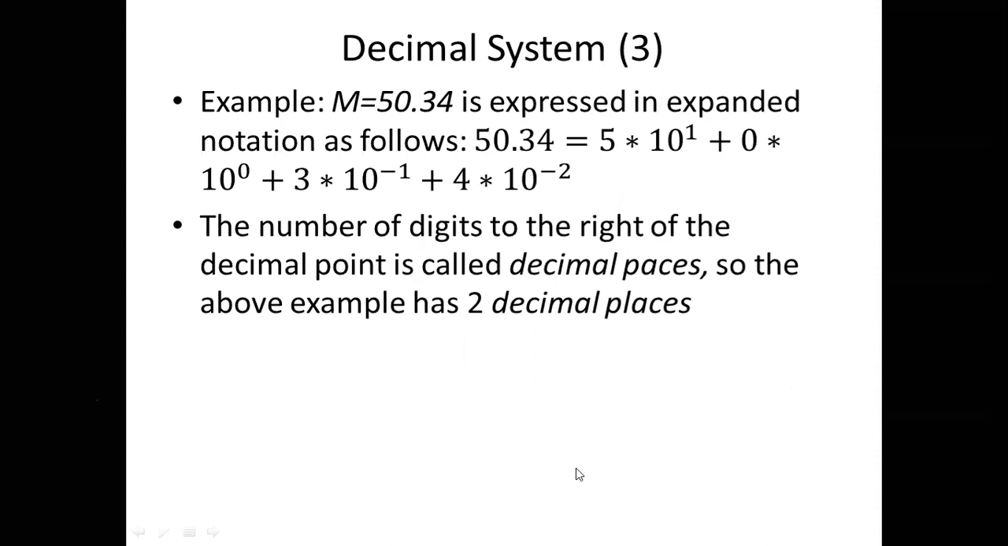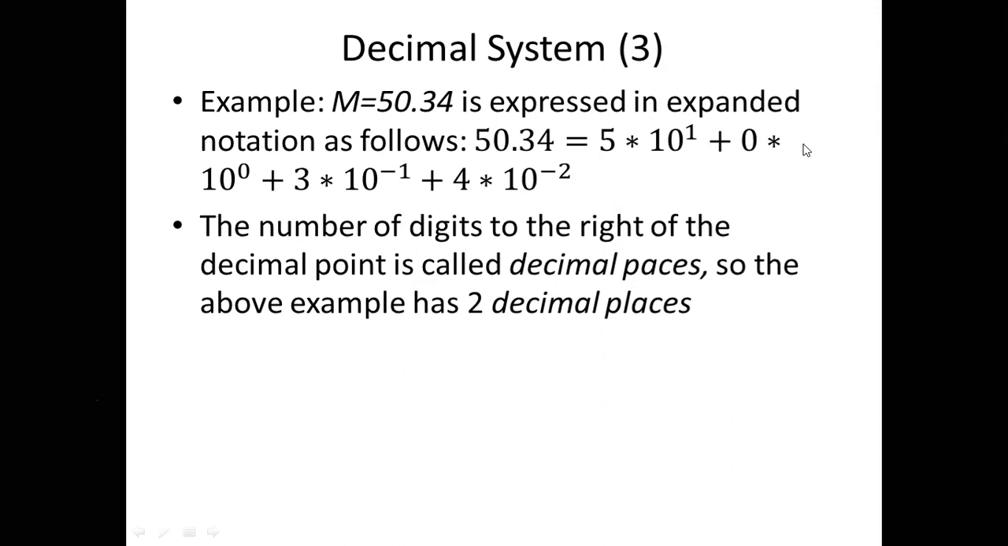Right. Now, for instance, let's suppose we have a number 50.34, which is expressed in its expanded notation as follows. Starting from this dot, going to the left, we are going to raise our base to the power of 0, 1, 2, 3, 4, etc. Starting from this decimal point, going to the right, we are going to raise our indices starting from minus 1, minus 2, minus 3, etc.